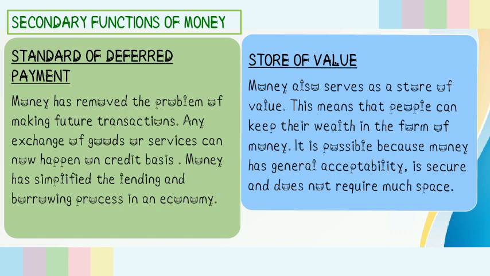The second secondary function of money was store of value. So, as money serves as a store of value, this means that people can keep their wealth in the form of money. It is possible because money has general acceptability and it is secure and does not require much space to store.